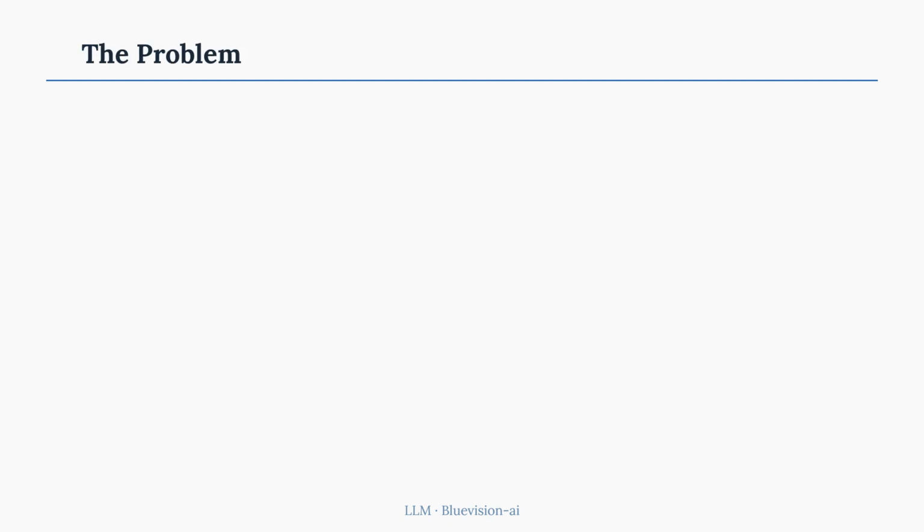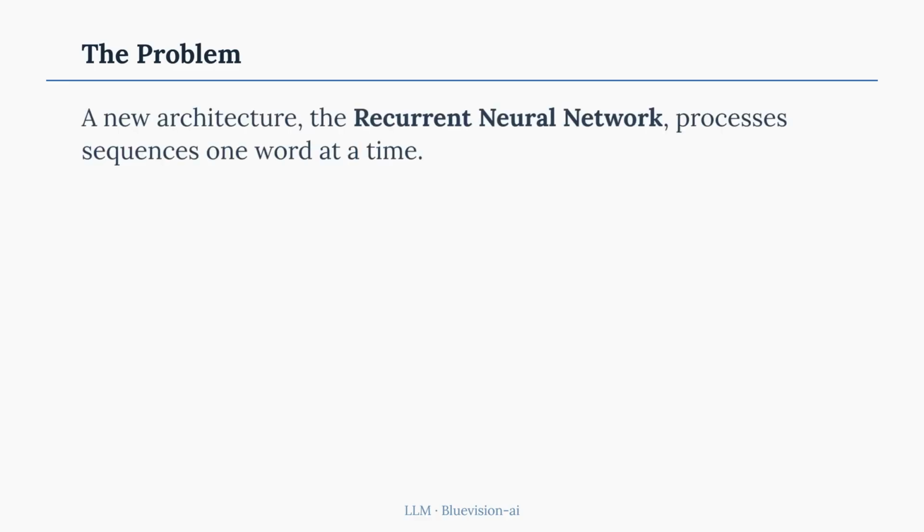So we need a new kind of architecture, something that reads sequences. A new architecture, the Recurrent Neural Network, does exactly that. It reads a sequence, one word at a time, and it keeps a running memory of what it's read so far. It seemed like exactly the right tool.